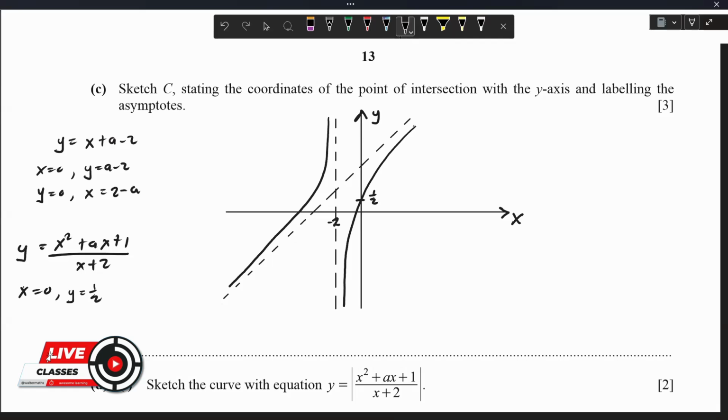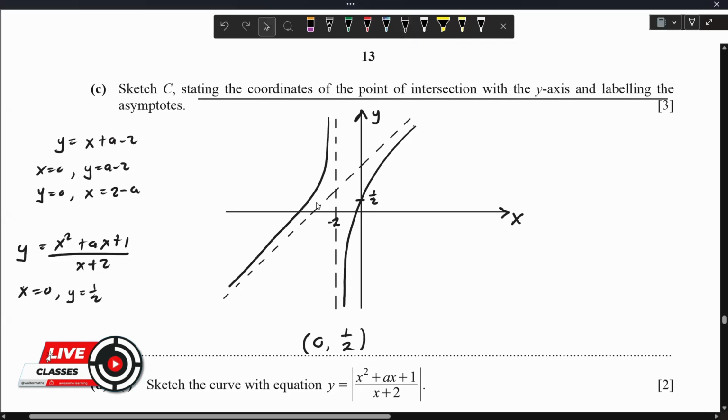And the question had said we should also state the coordinates of the point of intersection with the y-axis. We said it intersects the y-axis at a half, so the coordinates are 0 and a half. So that's how we do it. I don't know if you did the curve the same way. I did the curve the same way.